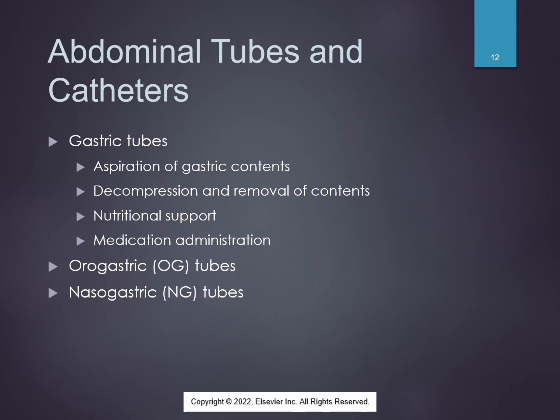Technologists must be familiar with each type of tube and exercise great caution when positioning individuals with abdominal tubes in place. Gastric tubes can be placed for aspiration of gastric contents to help control nausea and vomiting, decompression and removal of gastric contents because of bowel dysfunction or surgery, nutritional support, or medication administration. Gastric tubes placed through the mouth are called OG tubes or orogastric tubes, and gastric tubes placed through the nose are called NG tubes or nasogastric tubes.